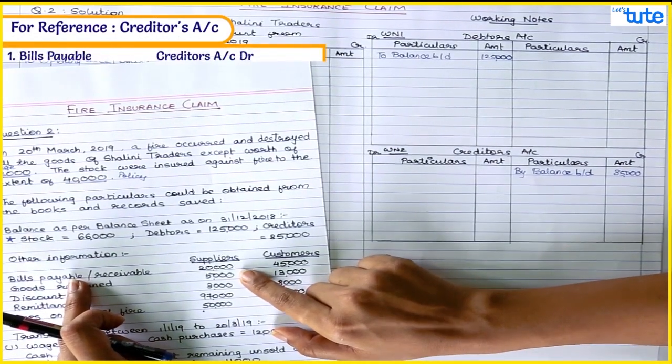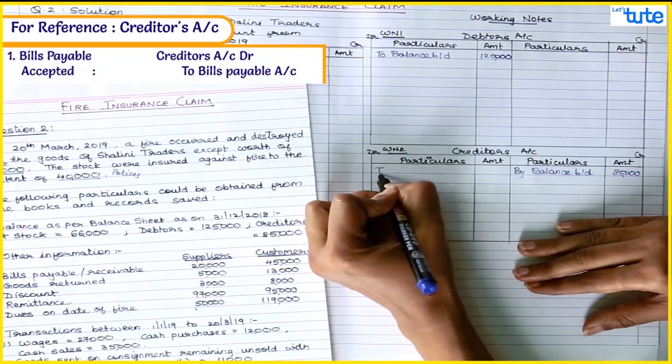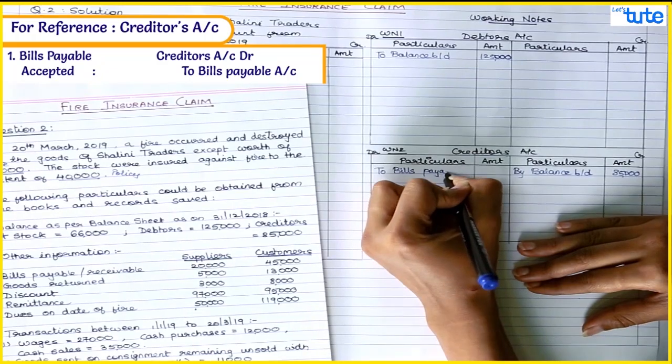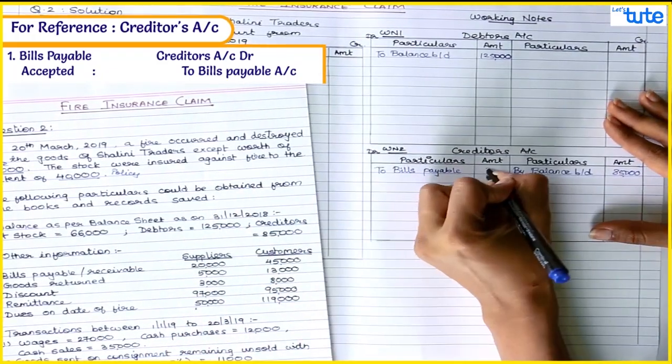So when we accept the bills payable, our entry becomes creditors to bills payable. So in your creditors account, it will be debited to bills payable. So for this much amount, it is transferred from creditors to bills payable, 20,000.